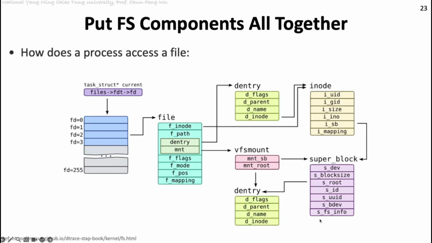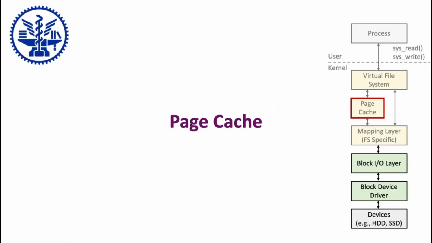Okay, so we still have some time. Let me move to the page cache. One more time, back to this figure. We already learned about the block I/O layer and the virtual file system. And the file system specific part, you can think of as the log structured file system part. Different file systems will have different implementations, but we skip this part. So we'll move on to the page cache, because this one is quite important.